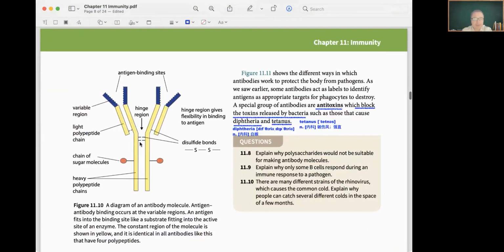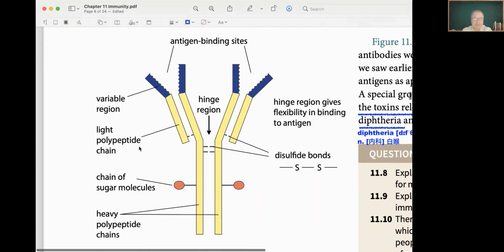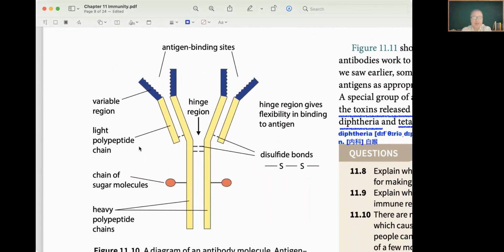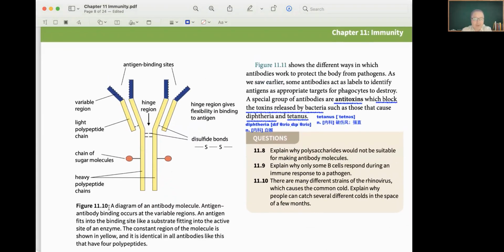Here, you see this picture. Figure 11.10, a diagram of an antibody molecule. Antigen-antibody binding occurs at the variable regions. An antibody fits into the binding site like a substrate fitting into the active site of an enzyme.